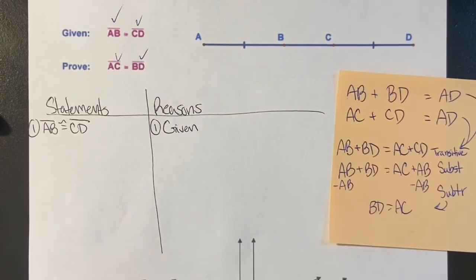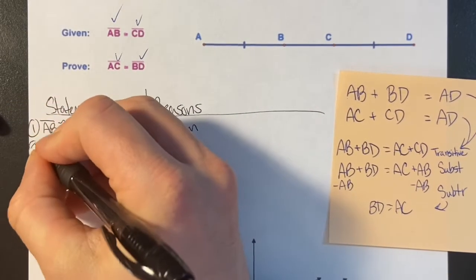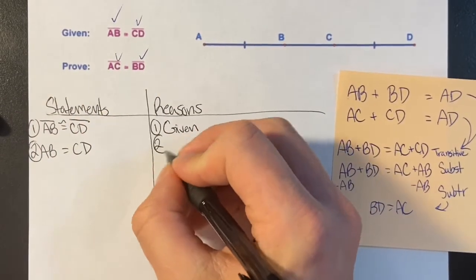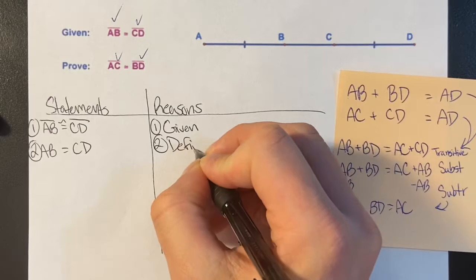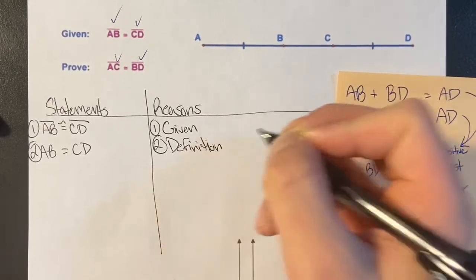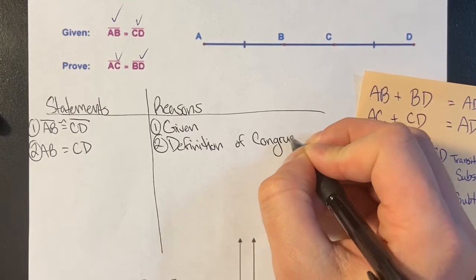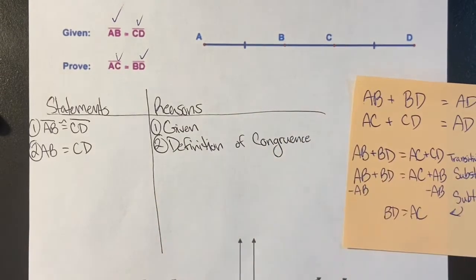I guess what I really ought to say next is, since I'm given AB is congruent to CD, I need to say that AB equals CD, and that's the definition of congruence. Don't want to forget that. I mean, I know, but I don't want to forget writing it down. You never know how picky your math teacher is. And I'm very picky.